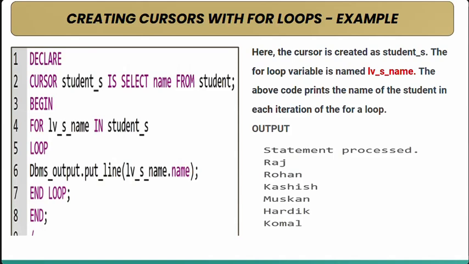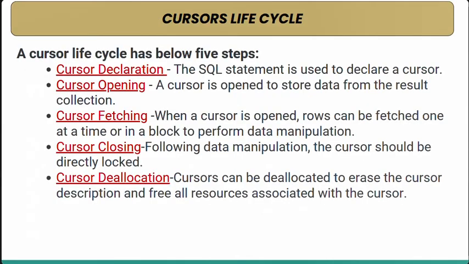Then we move on to the next one, cursor life cycle. A cursor has 5 steps, that is declaration part, opening part, then fetching the data, closing the cursor, and deallocation. Deallocation is erasing the cursor and making free space for the other resources. So a cursor has 5 life cycle stages.